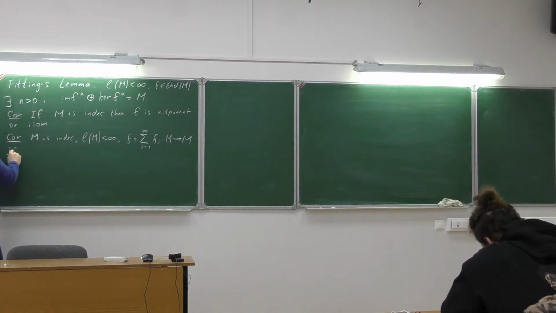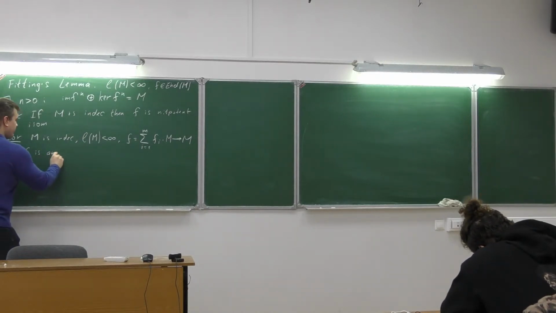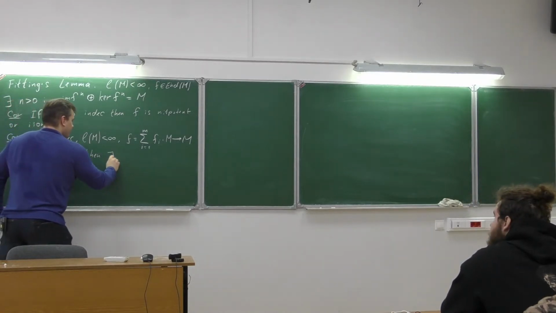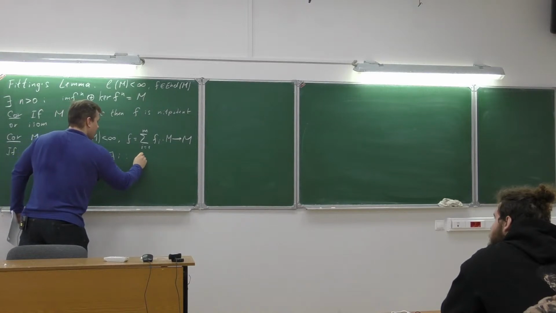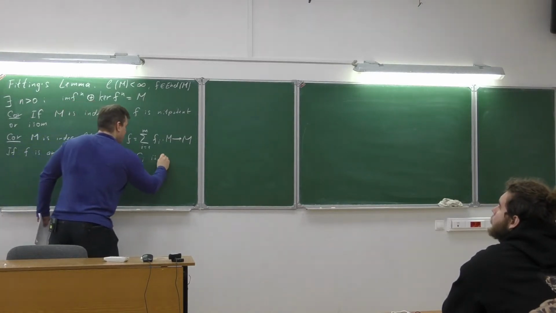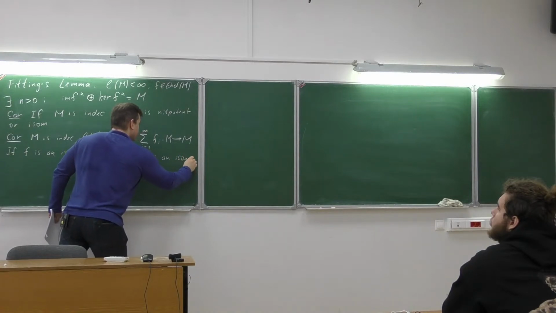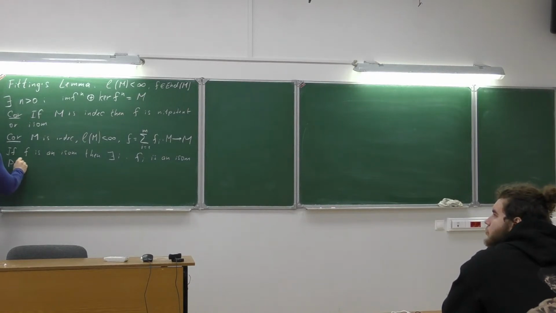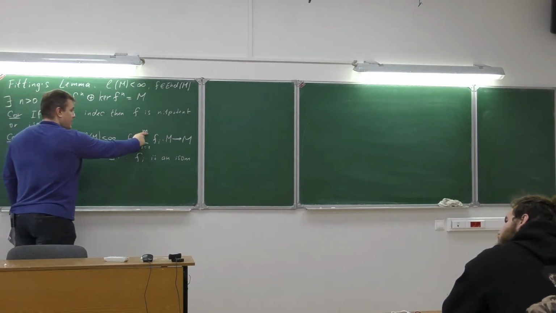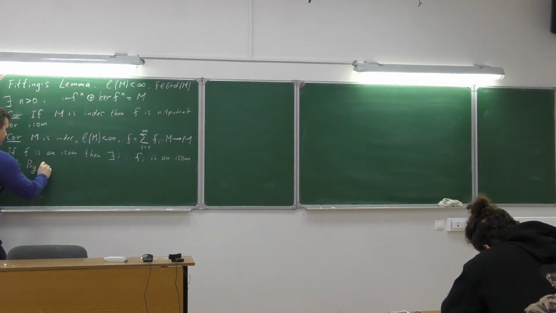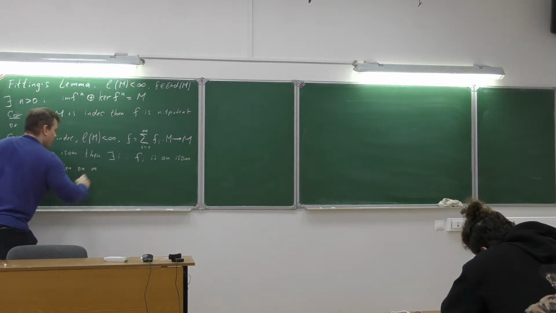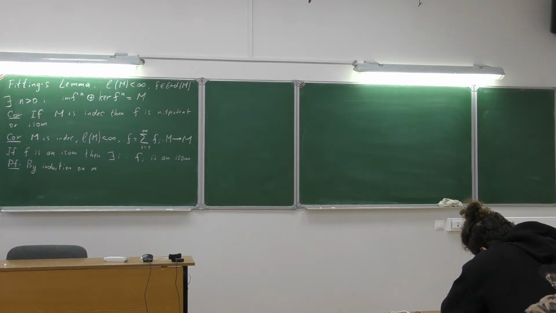So M is indecomposable of finite length, f is this sum. So if f is an isomorphism, then there is an index i such that f_i is an isomorphism. Proof? So essentially we can prove this by induction on this number m. So proof by induction on m. So of course for m equal to 1, everything is clear.